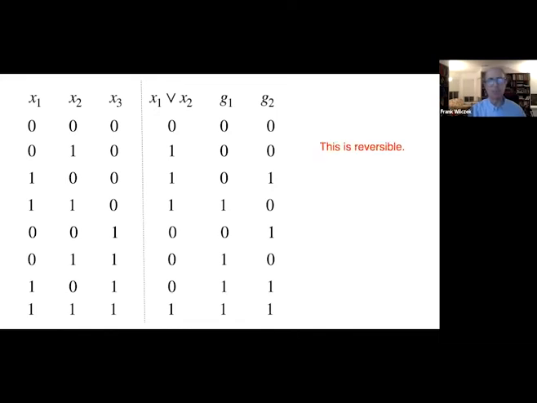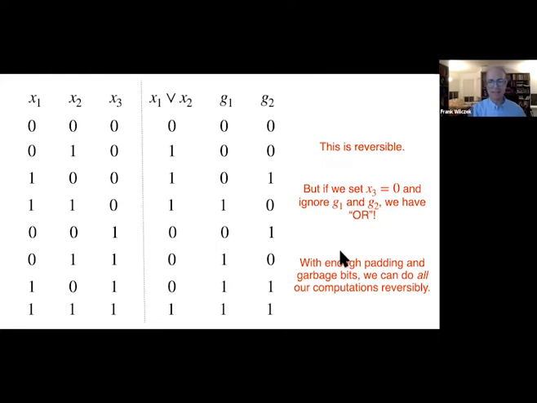This is a reversible thing, and yet it gives us a way of computing OR. And if you think about this, maybe a little hard to digest at first, but if you think about it, it really is fundamentally simple. And once you understand it, you realize that you can make any computation reversible using this kind of trick.